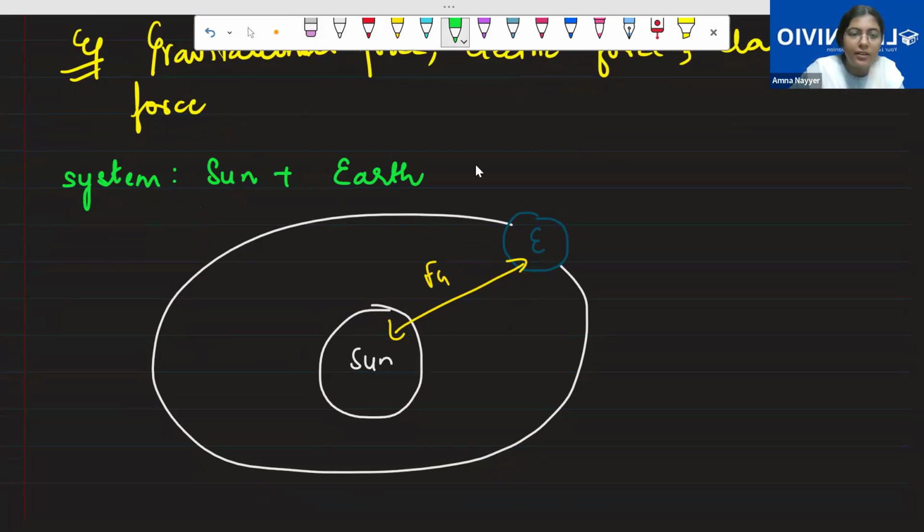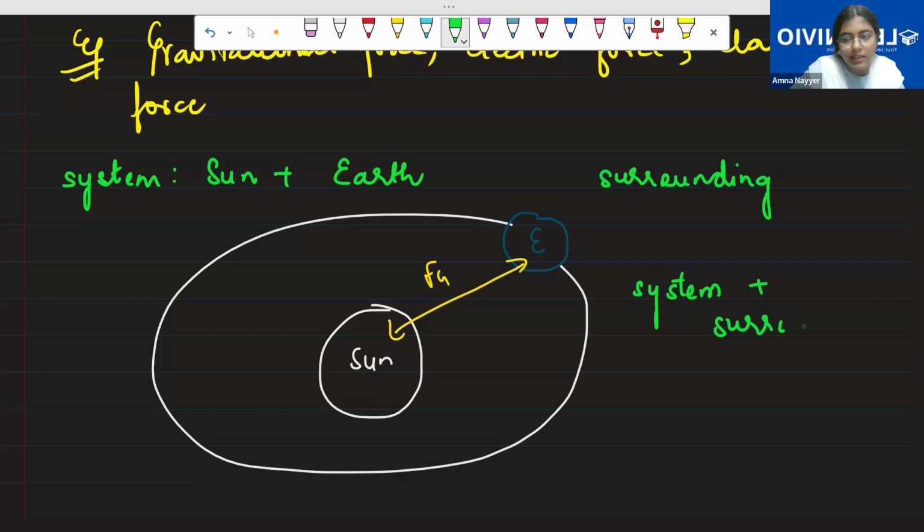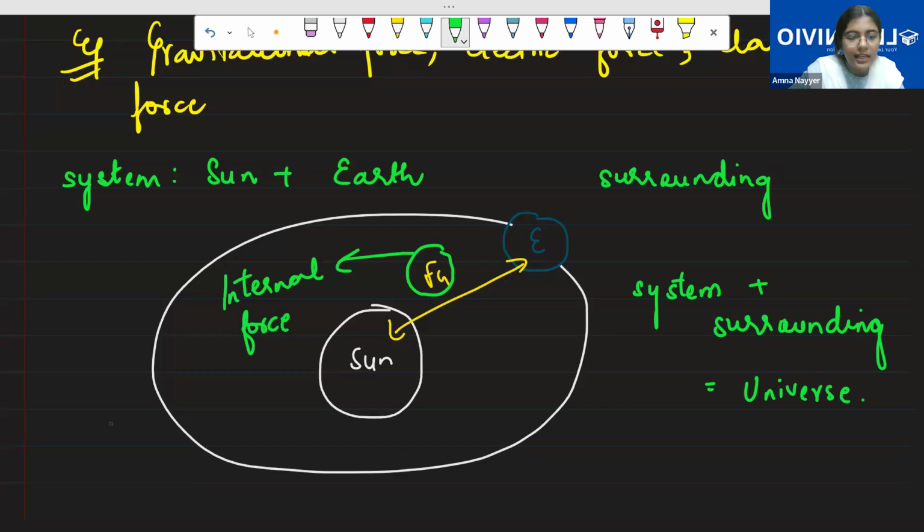Now, anything apart from the sun and earth that is present will be called the surrounding. If we add the system and the surrounding, whatever was missing has been added, and that gives a complete universe. If any force exists between them, like the gravitational force, this is known as an internal force. Any other force that acts from outside, apart from the sun and earth, meaning apart from your system, is called an external force.